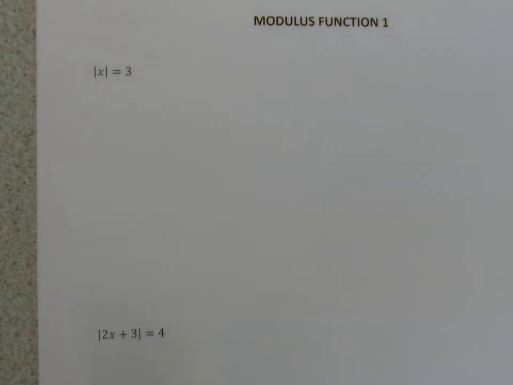Right, so here you can see you've got the modulus of x equals 3. Those bars enclosing x just mean the modulus. What the modulus does is look at the actual size of a quantity. In other words, it ignores negatives, or if it is negative, it makes it positive. That's kind of what we do a lot in everyday life, isn't it?